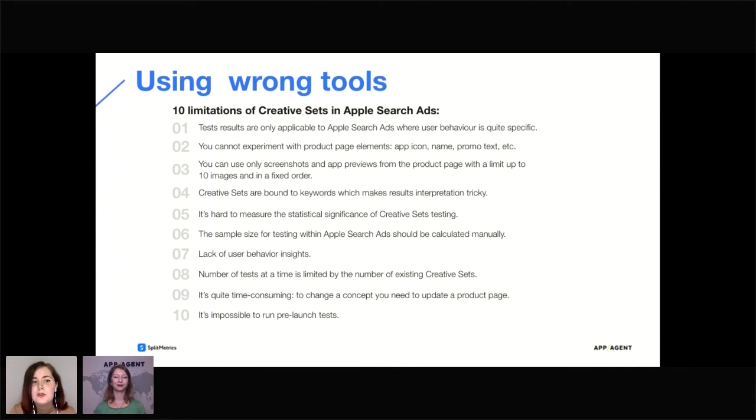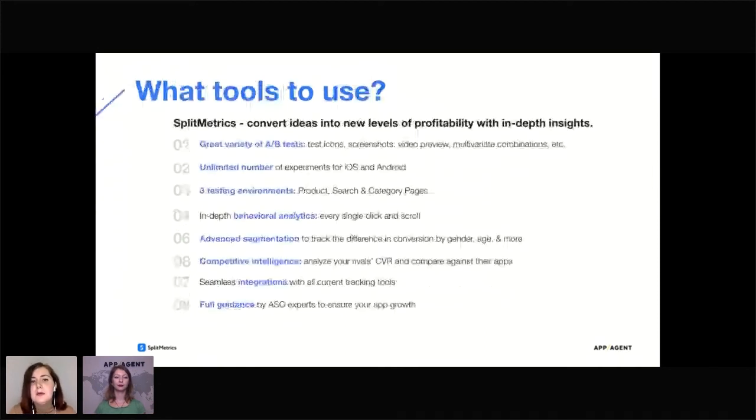So what tools should you use? Well, I would strongly recommend using professional A/B testing platforms like SplitMetrics, for example. Because here you get a great variety of A/B tests, an unlimited number of experiments for both iOS and Android, 3 testing environments, product search and category pages, then behavioral analytics, advanced segmentation that allows you to track the difference in conversion by gender, age, and more, competitive intelligence, integrations with tracking tools so that you see the whole funnel, and well, guidance by SEO experts.